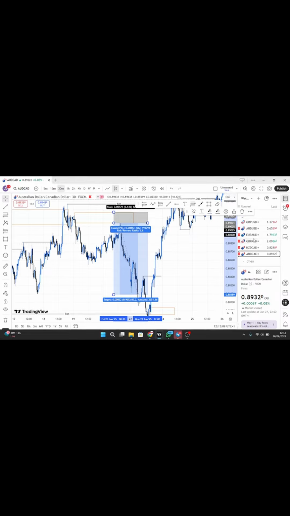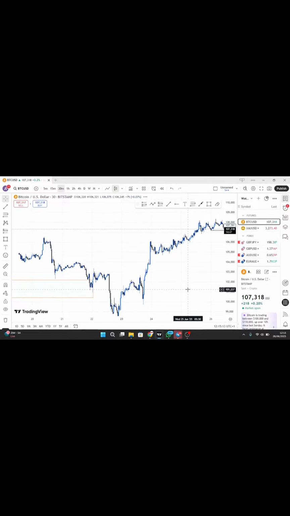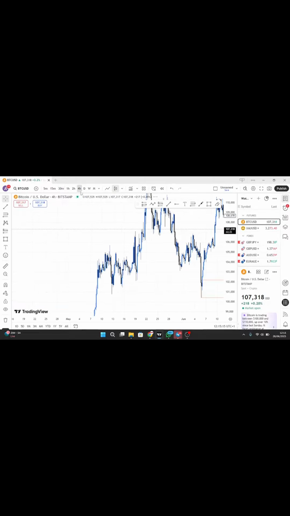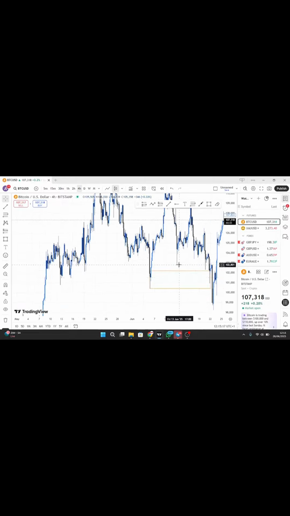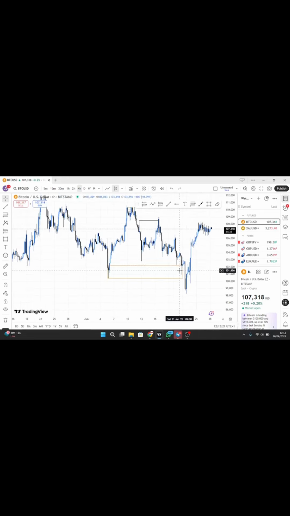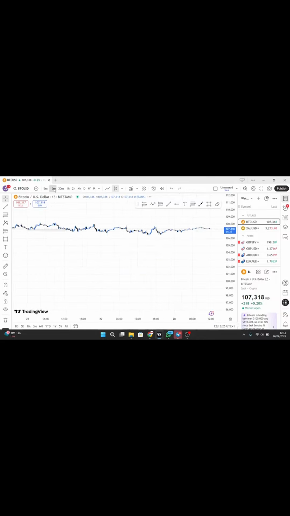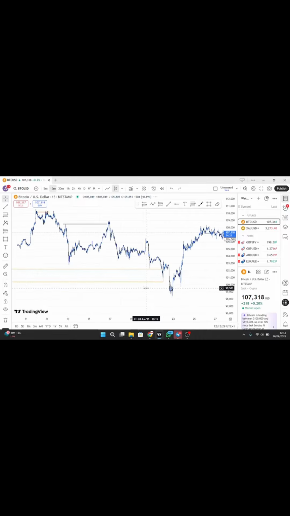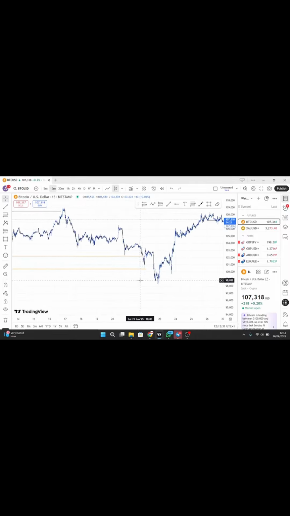And the second trade I took was on Bitcoin, right? So on Bitcoin, I was looking at a buy, right? So on the 4 hours time frame, I was looking at a buy, so for price to come to this zone, right? So when price entered this zone, I went to my M15 to look for a market structure shift to the upside, right? And immediately price entered my zone.